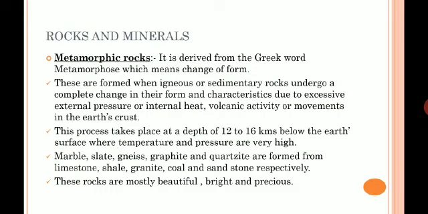Let's talk about the metamorphic rocks. The term is derived from the Greek word metamorphs, which means change of form. These are formed when igneous or sedimentary rocks go through a complete change in their form and characteristics due to excessive internal pressure or internal heat, volcanic activity or movement in the earth's crust. This process takes place at a depth of 12 to 16 km below the earth's surface, where temperature and pressure are very high. Marble, slate, gneiss, graphite, and quartzite are formed from limestone, shale, granite, coal, and sandstone respectively.